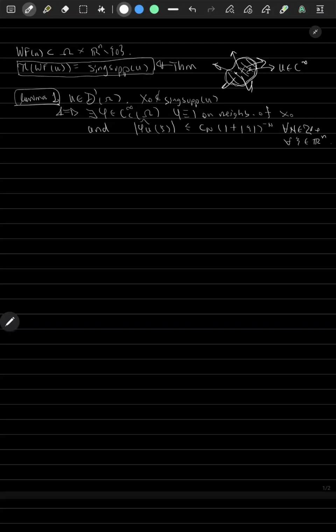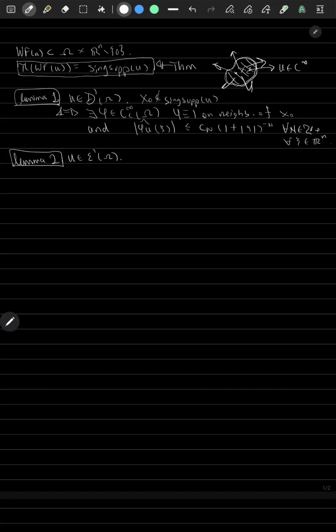So this is our first lemma. The proof of this one is actually pretty simple. It's just an application of the Paley-Wiener theorem. And we have our second lemma. This one has a bit more of an involved proof. It involves some creativity and bounds and analysis arguments. And this one talks about distributions of compact support. So suppose I have a distribution U of compact support.